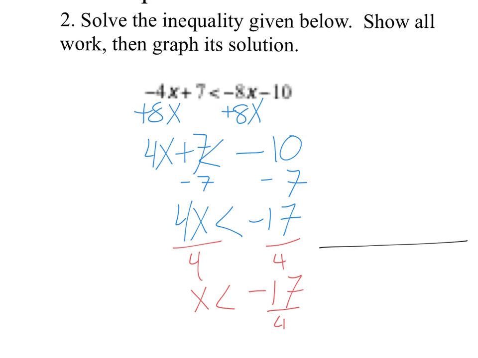Finally, we got to make a number line for this to graph. All right. Negative 17 over 4, I'm going to make show up on my number line. It's going to be an open circle because we are working with just a less than, not a less than or equal to. And if x is less than this number, I'm going to go to the left. And I'm done.